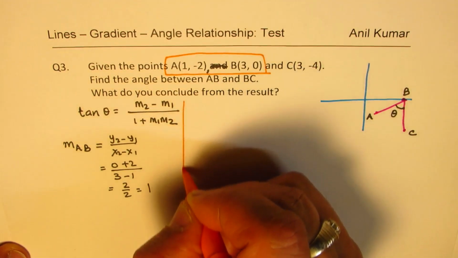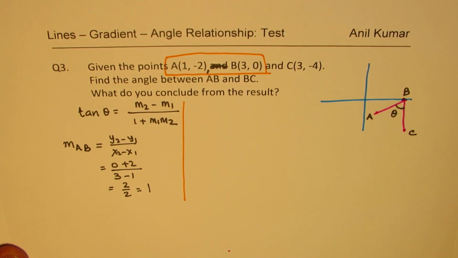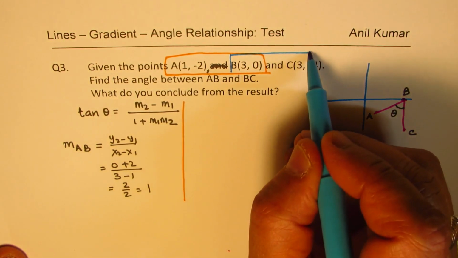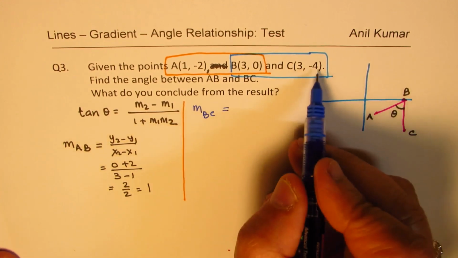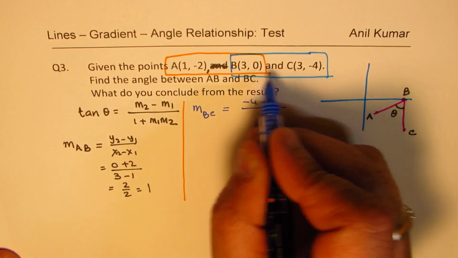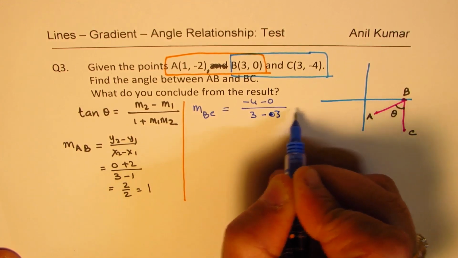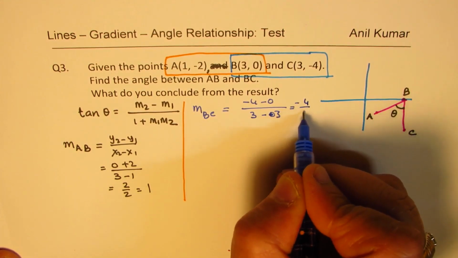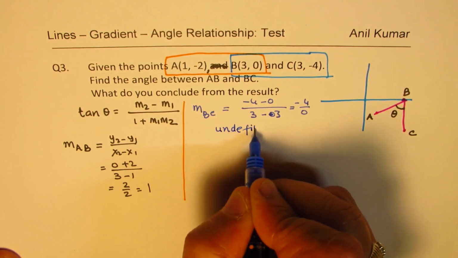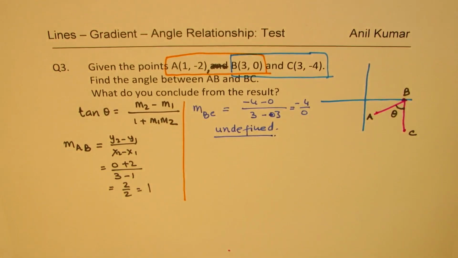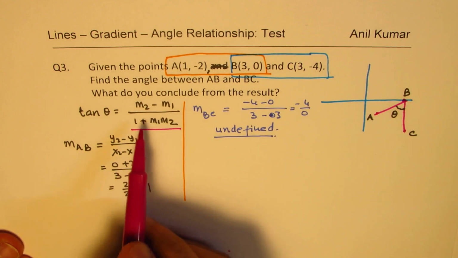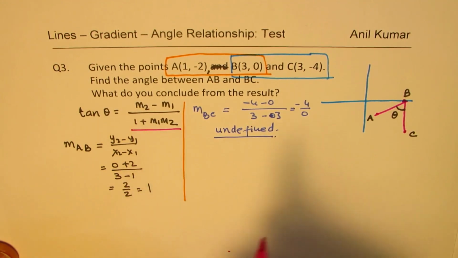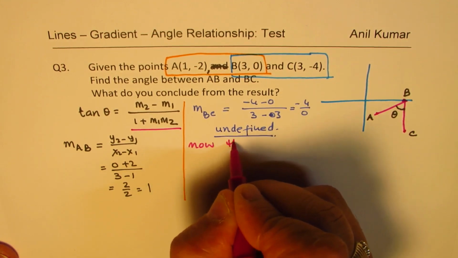Okay. Now let's consider the second set of points, which is B to C, right? The slope for B to C is minus 4 minus 0 divided by 3 minus 3. Now 3 minus 3 is 0, right? So that is undefined. Now this is a very typical case. What is important to understand here is that if the slope is undefined, we cannot use the formula, right? So now the formula is not valid.